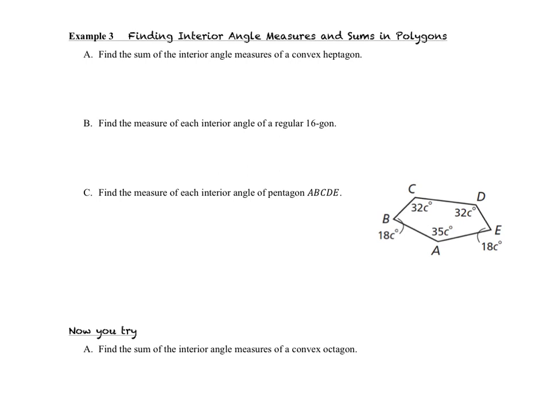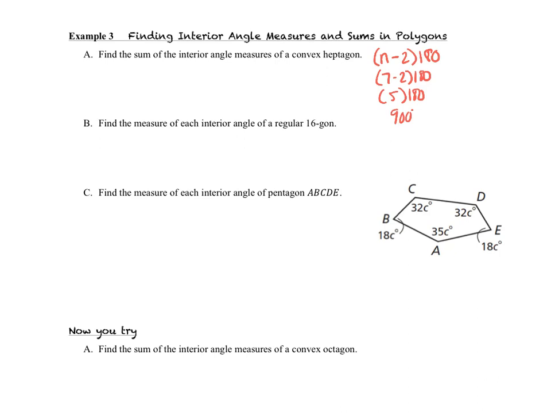Okay, for example 3, find the sum of the interior angle measures of a convex heptagon. So I know that that's 7 sides. So for interior angles, it's going to be n minus 2 times 180. So that's going to be 7 minus 2 times 180. 5 times 180. It's 900 degrees.